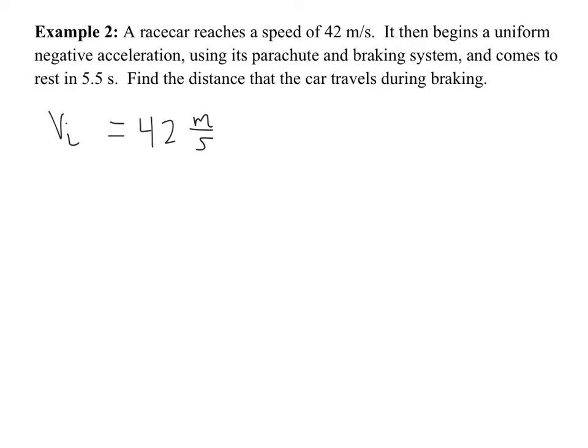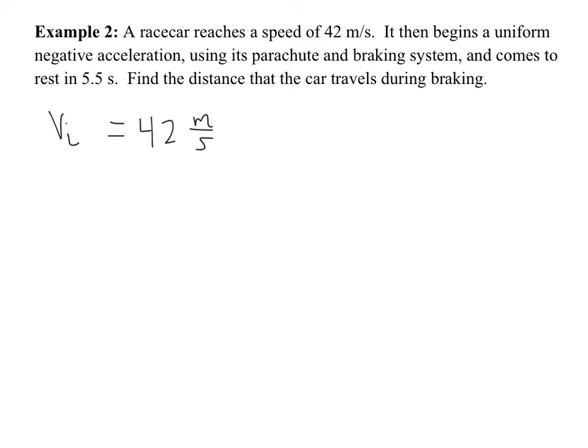So this is the initial speed, because the process starts after it reaches this speed. That's the hard part about physics, because the wording can become very confusing. You want to think that because it says it reaches 42, that 42 would be the final velocity. But it reaches 42, and then the problem begins, really. It then begins a uniform acceleration. So the problem starts from when the person in the car has already gotten up to 42. So that's initial.